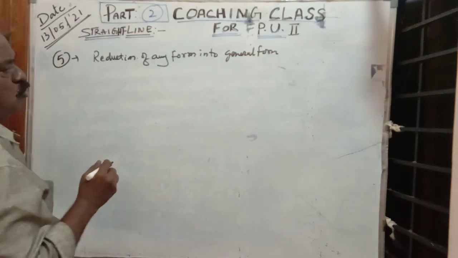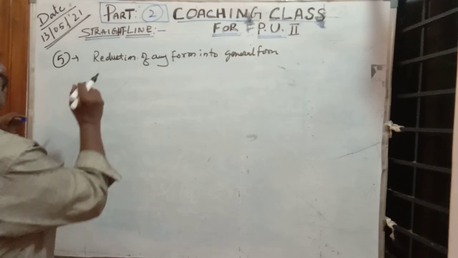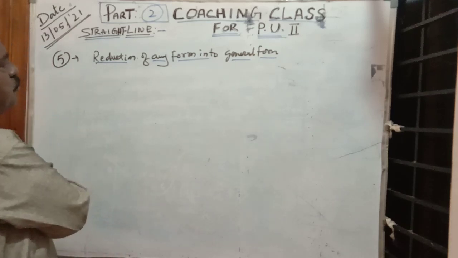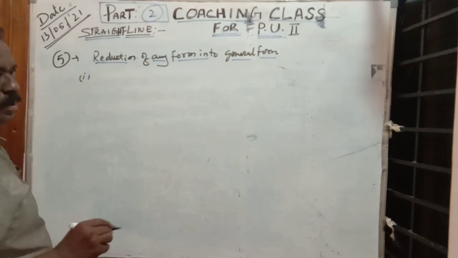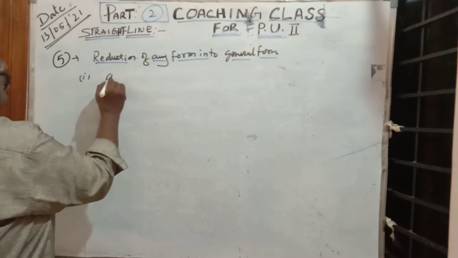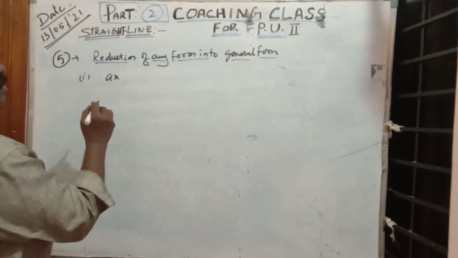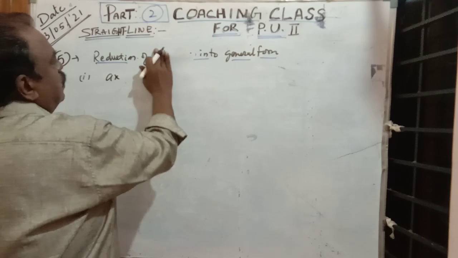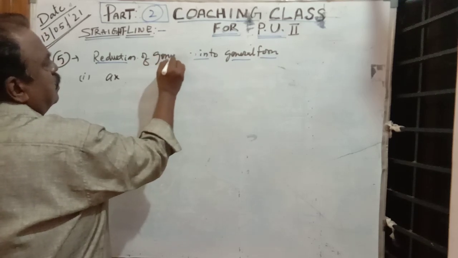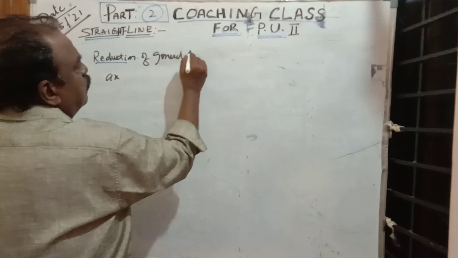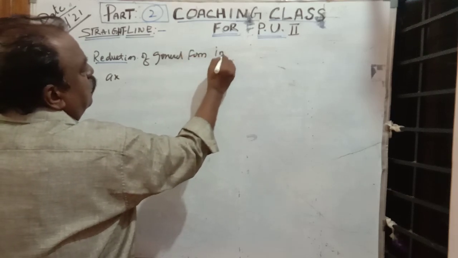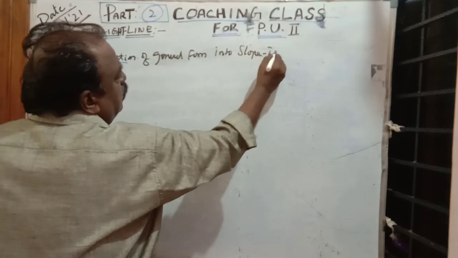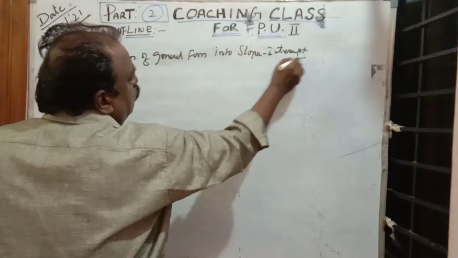You see, in this one, only the important things we will discuss. With reduction of general form, I will write here, general form into slope intercept. One by one I will discuss.